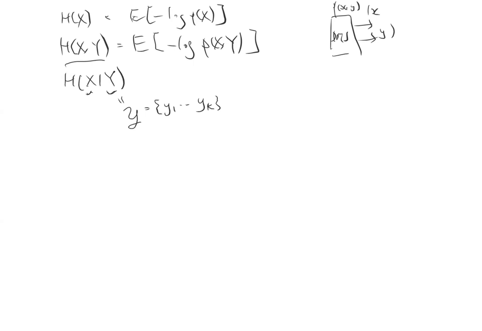So this H(X given Y), what is it? It's essentially just an average of H(X given y1), H(X given y2), and so on, weighted by the probability of those y. So it's equal to H(X given y1) p(y1) plus H(X given y2) p(y2), and so on.